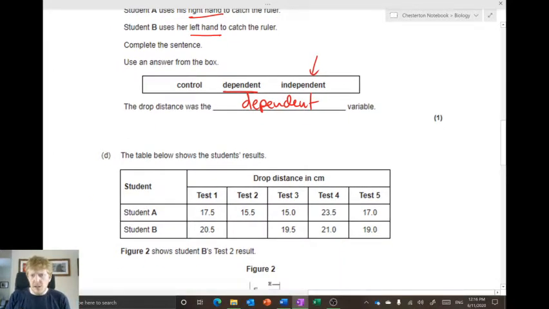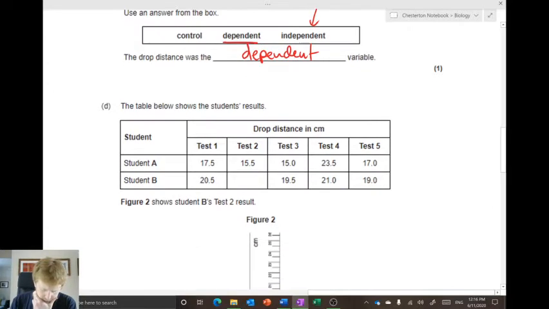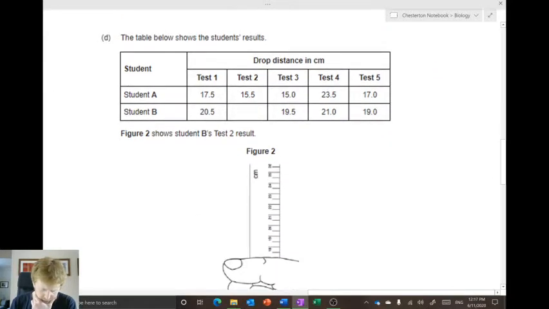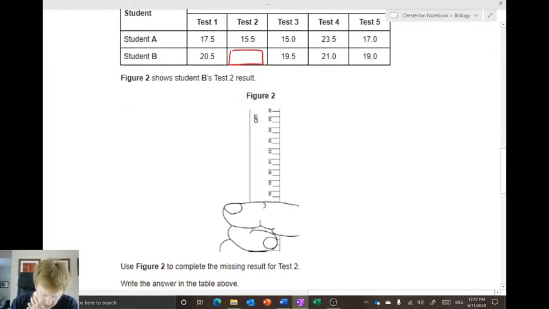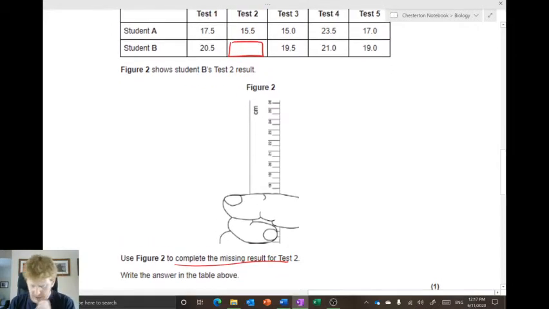All right, the table below shows the students' results. Test 1, 2, 3, 4, 5. Student A. Student B. Okay. All right. Figure 2 shows student B test result 2. I was wondering about that gap. Okay, here we go. So figure 2. Use figure 2 to complete the missing result for test 2. Write the answer in the table above.